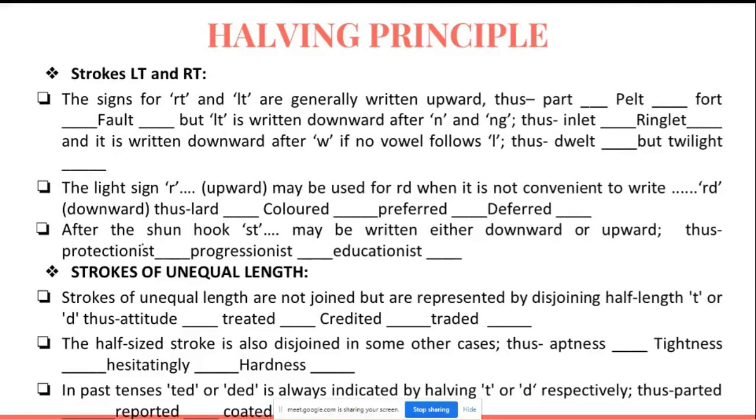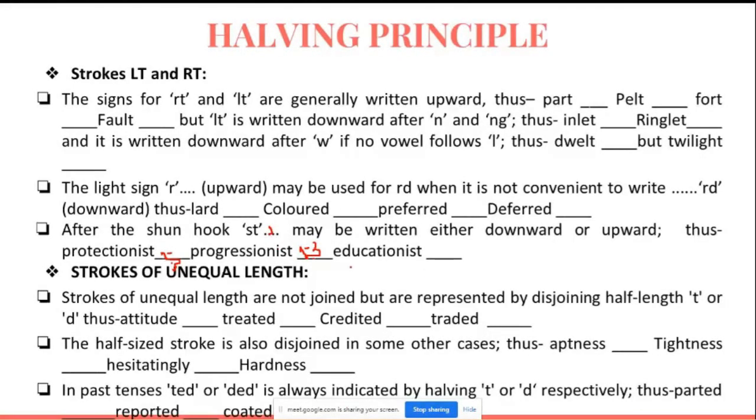Next point is after the shun, hook ST may be written either downward or upward. It depends upon the initial outlines where we have to use ST upward or downward. For example, protectionist. P, R hook, half for the addition of T, K, shun or ST stroke. Protectionist. And in case of progressionist, P, K, R hook, shun, then ST stroke will be written upward.